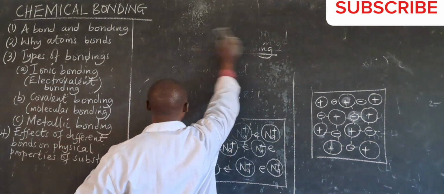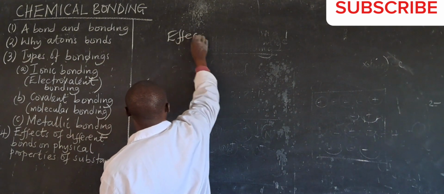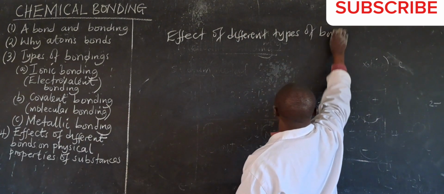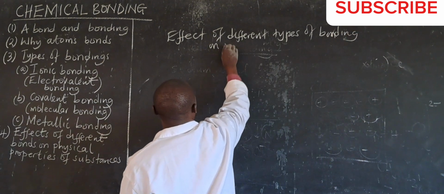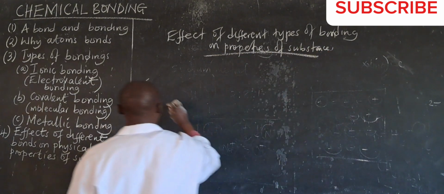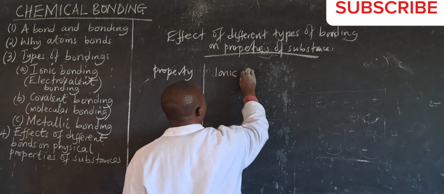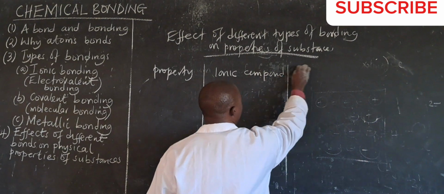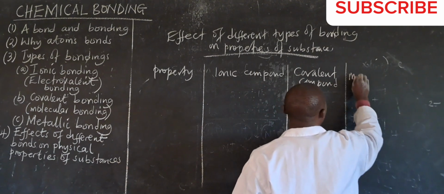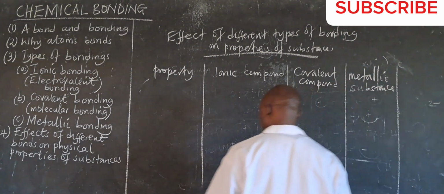Let's look at the last subtopic here called effect of bonding on the properties of substances. Here we have the type of substance: ionic compounds due to ionic bonding, then covalent compounds, then the metallic compound, a metallic element or substance. This is not a compound because it's a single element.